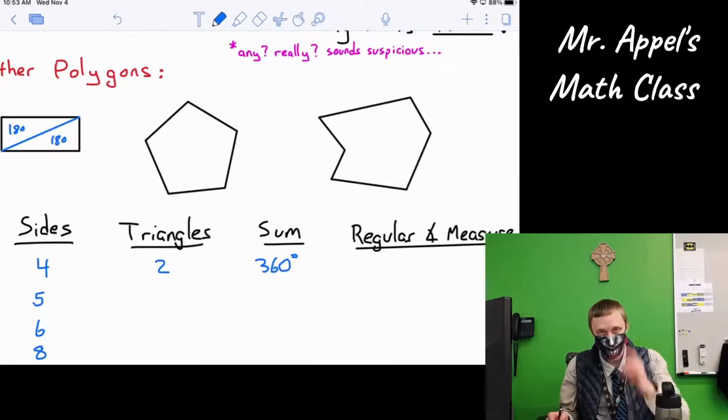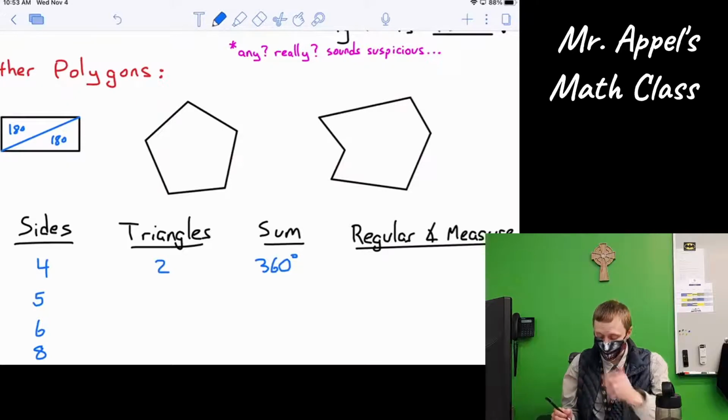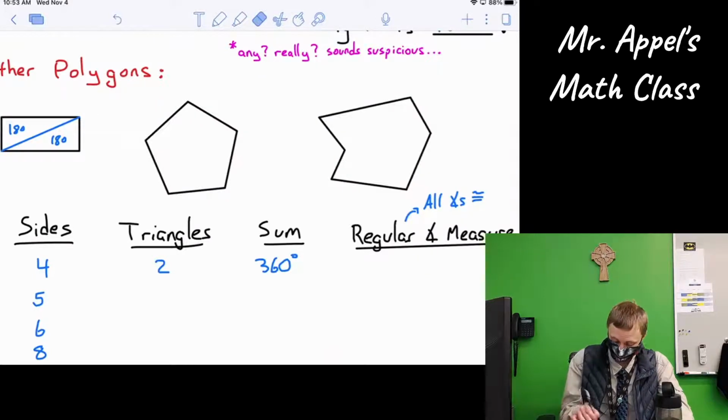And if it is a regular polygon, that is to say, all of the angles are congruent, you would take your sum and divide by the number of sides, and you would find out that each individual angle would have to be 90 degrees. I'll go ahead and write the equation there.